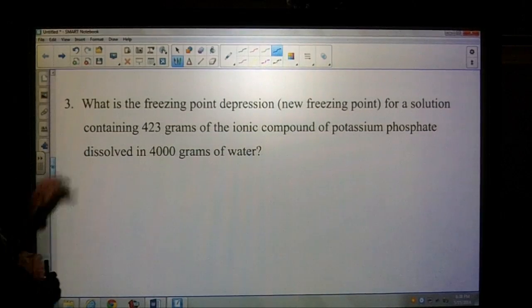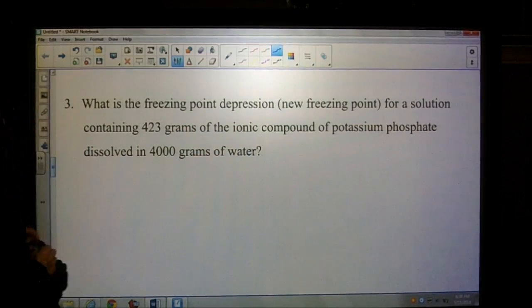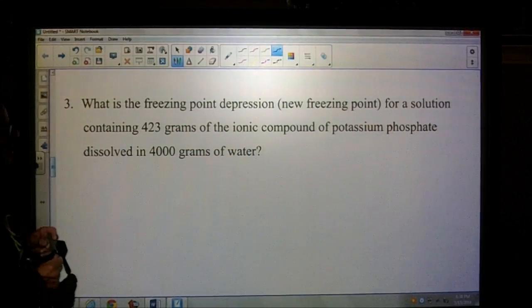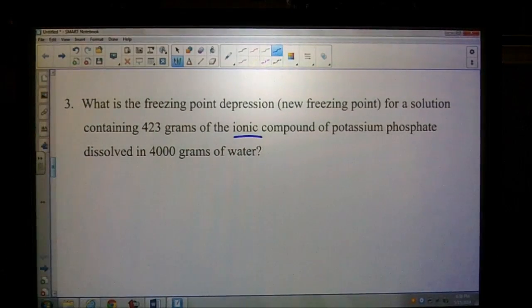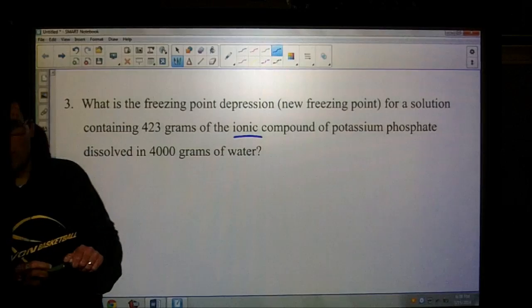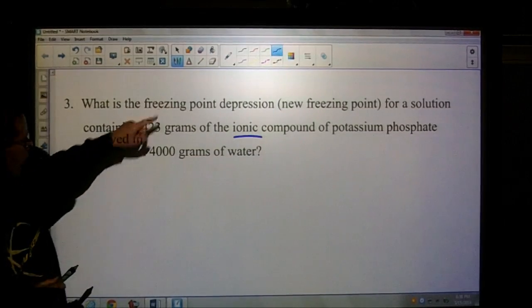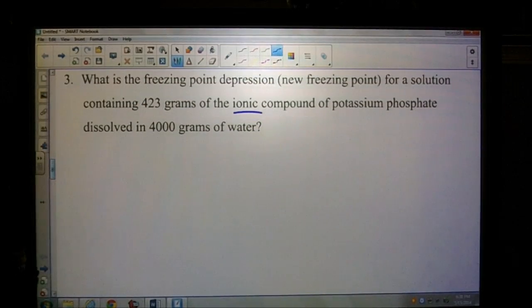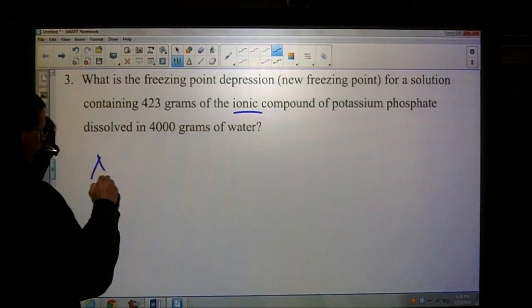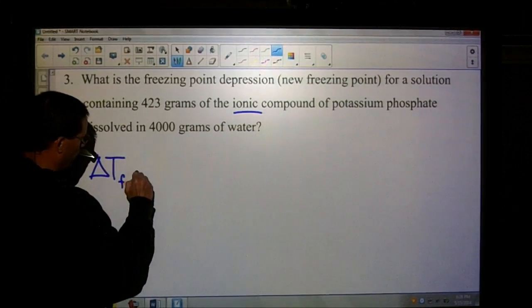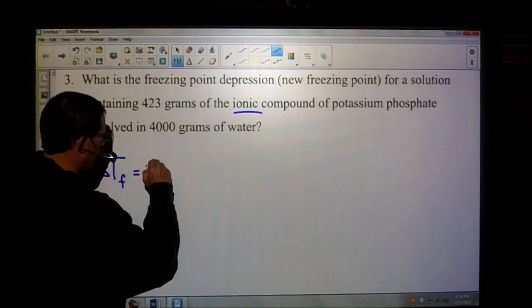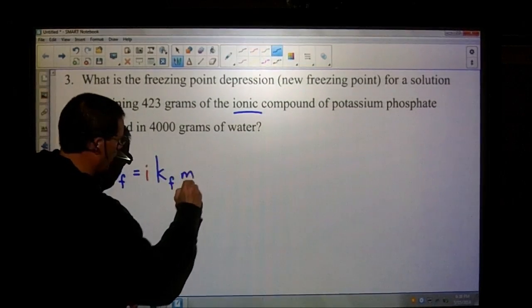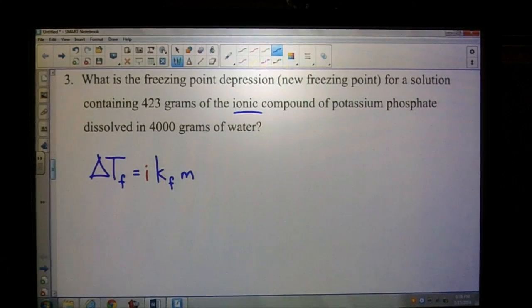Number 3, what is the freezing point depression, the new freezing point, for a solution containing 423 grams of the ionic compound potassium phosphate dissolved in 4,000 grams of water? So freezing point depression, so we have a couple things here that we can maneuver. So we have delta T sub F, and again, the i and K sub F molality. So there's our equation that we're going to be using to work with.